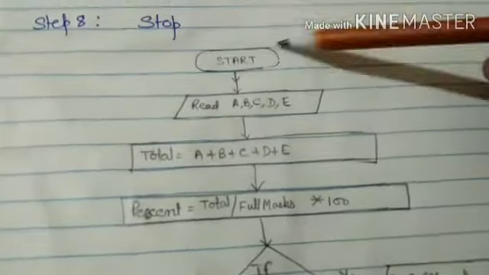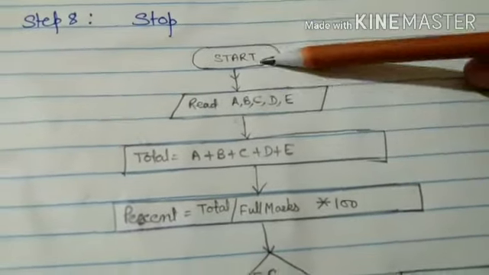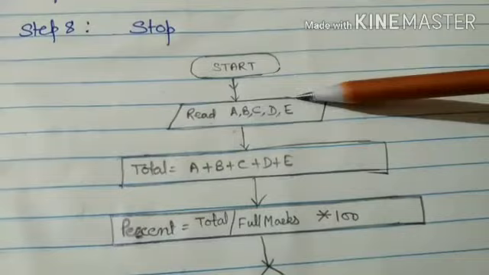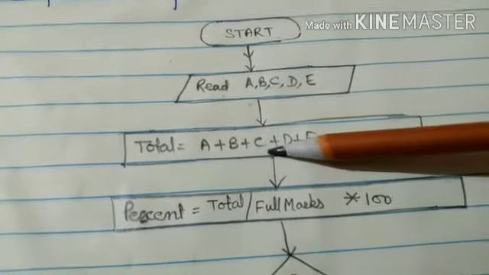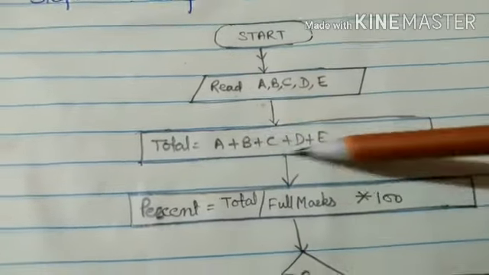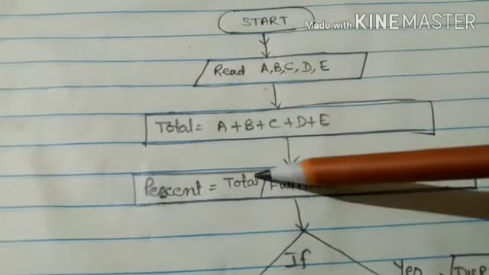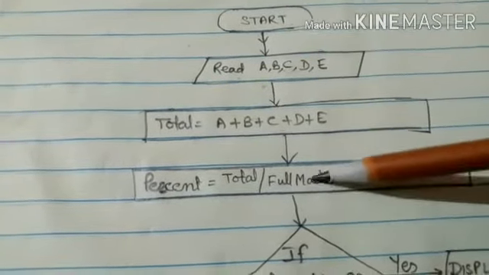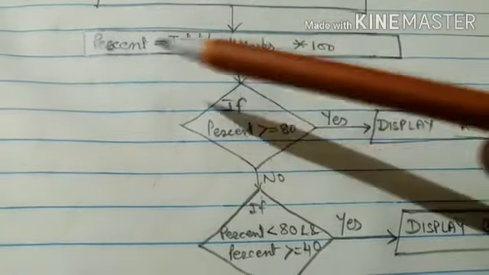So now we'll see the flowchart for the same program. Start, we have to read the 5 subjects, so we have taken here the input box. Then we need the process to calculate the total, so total is in the processing box. Similarly, percentage is equal to total by full marks of the 5 subjects, and then into 100. So now it will check the decision, the value that is there in percentage.